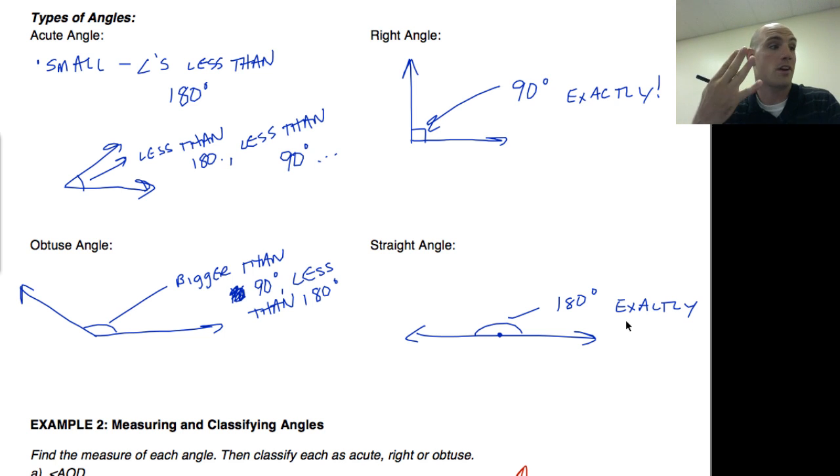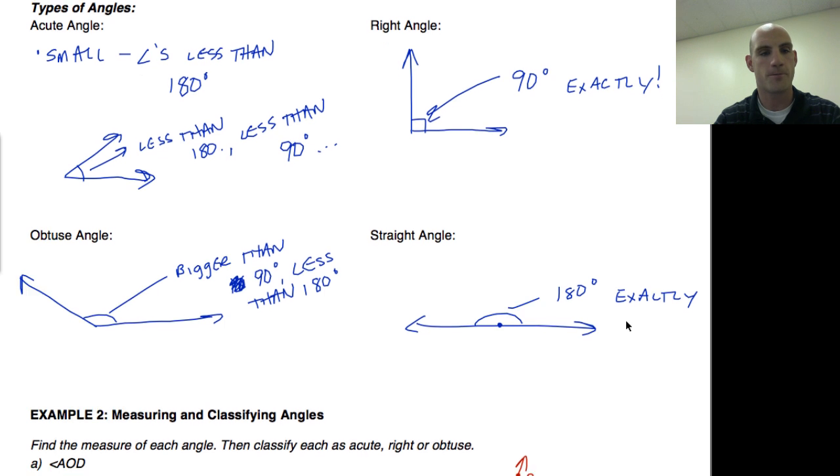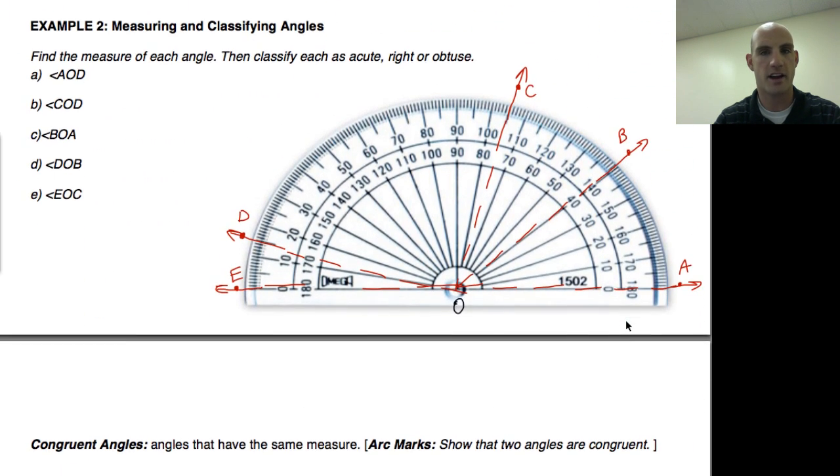So there's only 4 types that we're going to talk about in geometry right now. Everything is 180 or less. 180 is significant. It's called a straight angle. 90 degrees is a right angle. Obtuse is between 90 and 180. Less than 90 would be an acute angle. Okay? Measuring and classifying angles.